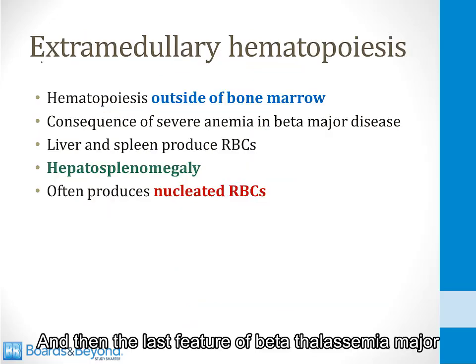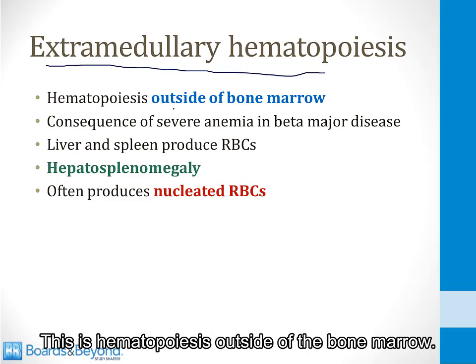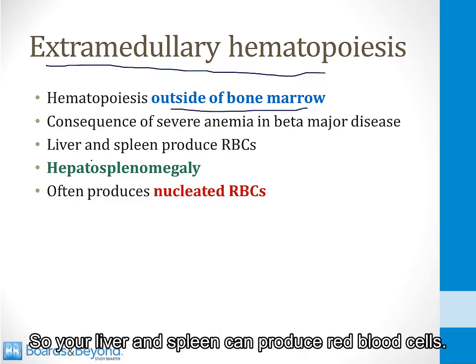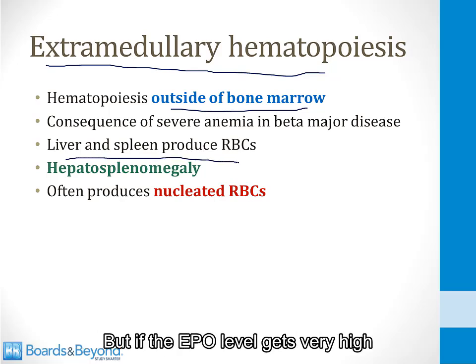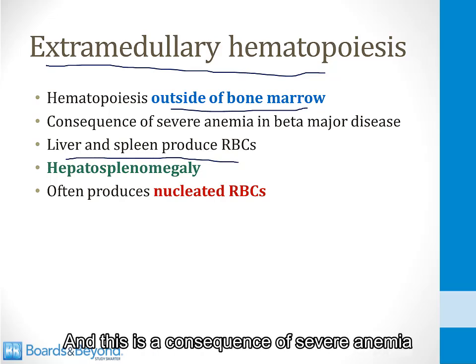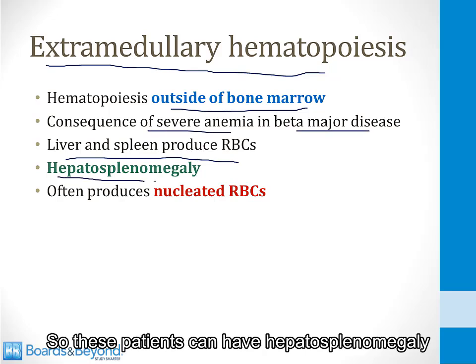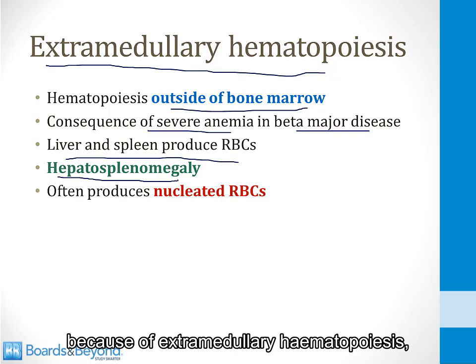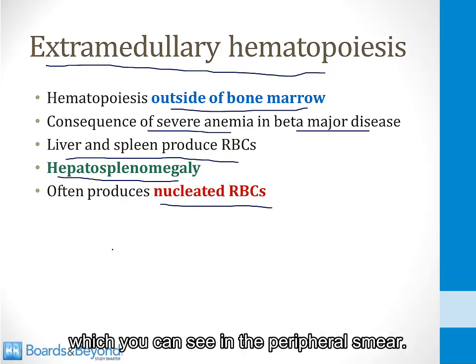And then the last feature of beta thalassemia major is extramedullary hematopoiesis. This is hematopoiesis outside of the bone marrow. So your liver and spleen can produce red blood cells. They don't normally do this, but if the EPO level gets very high in the setting of a severe anemia, they can begin to produce red blood cells, and this is a consequence of severe anemia in beta major disease. So these patients can have hepatosplenomegaly because of extramedullary hematopoiesis, and this often generates nucleated red blood cells, which you can see in the peripheral smear.